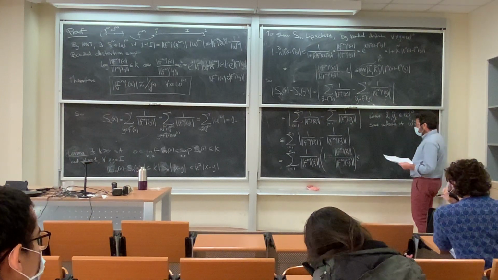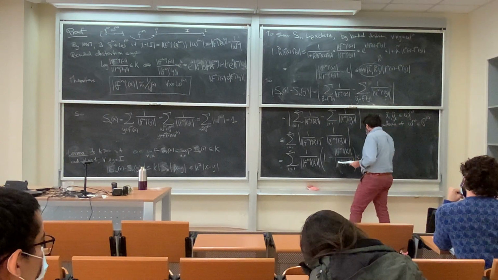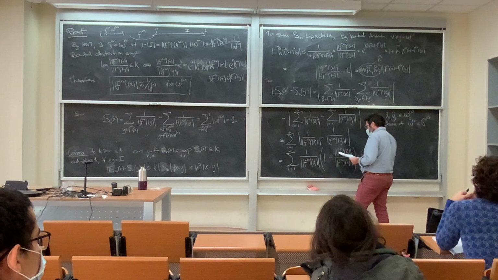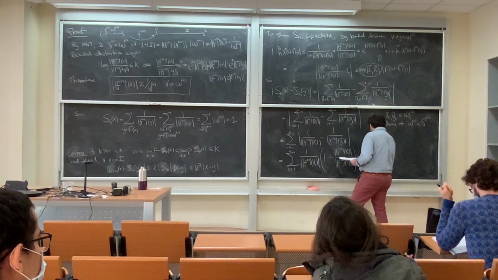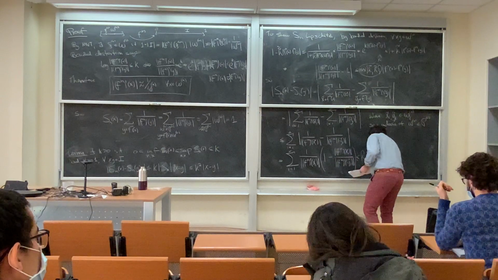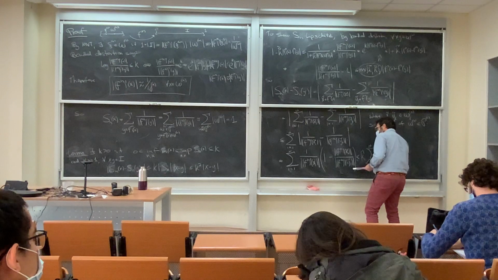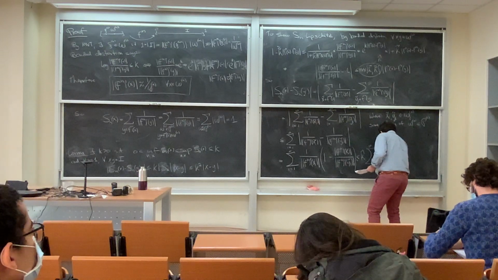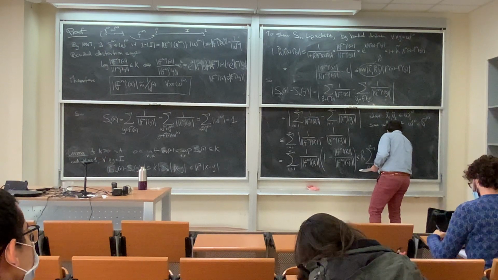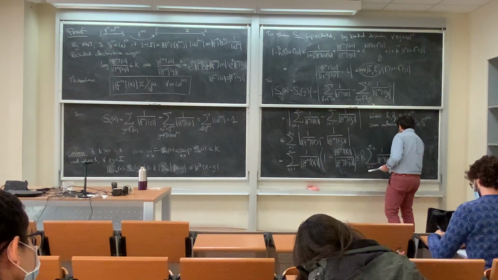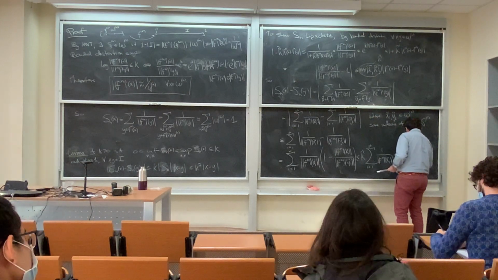So this is less than or equal to k hat times the sum i equals 1 to infinity of 1 over fn prime of x tilde i times fn x minus fn y.